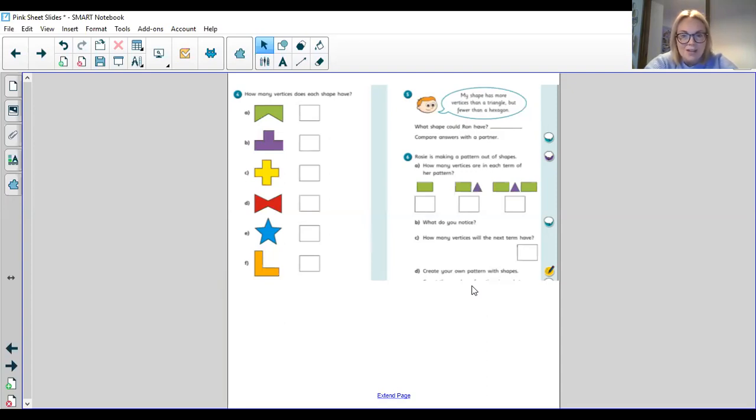Remember that key maths word, vertices, okay, or corners. That's what we're learning about today.